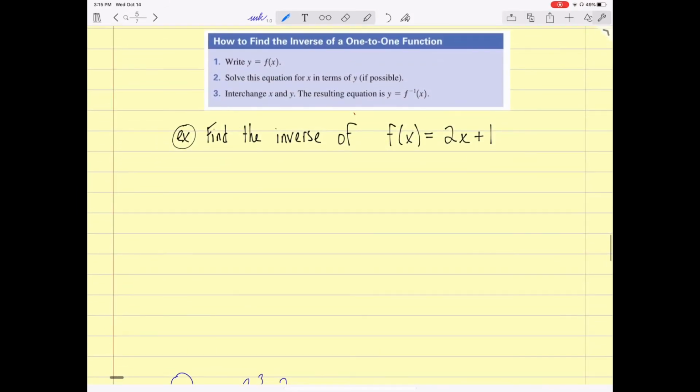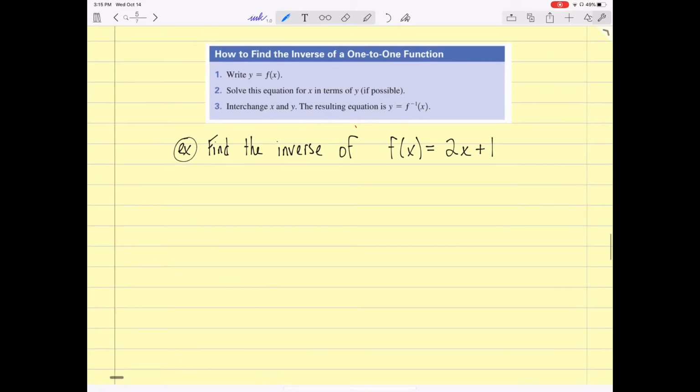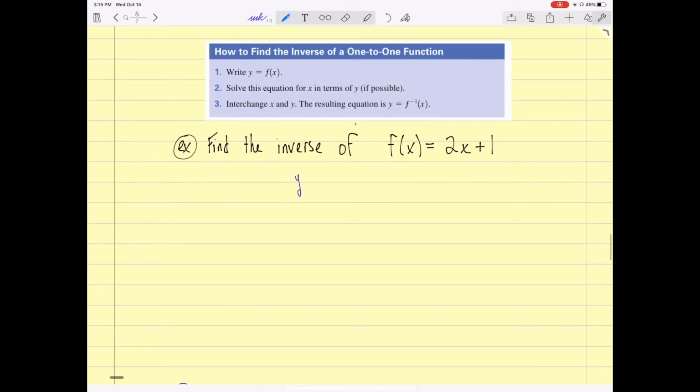Okay, so here's the bulk of what we work with inverses, and it comes down to how to find it. It's a really simple process. Write y equals f of x, solve the equation for x in terms of y, and then swap x and y. So I have this function 2x plus 1. So y equals 2x plus 1. That's step 1, done. Solve this equation for x in terms of y.